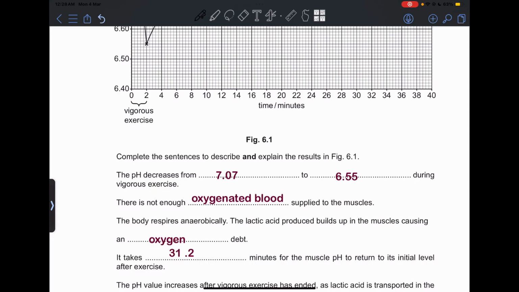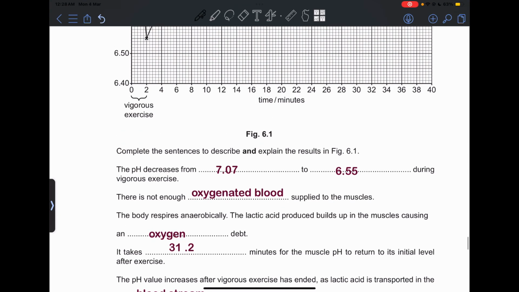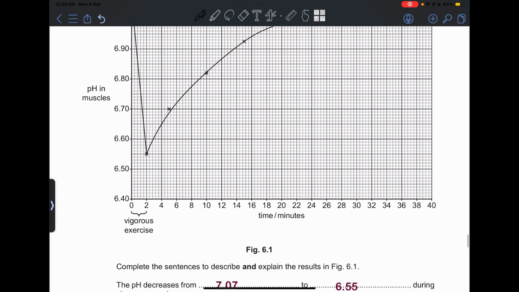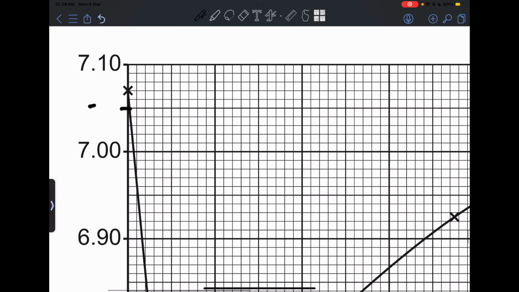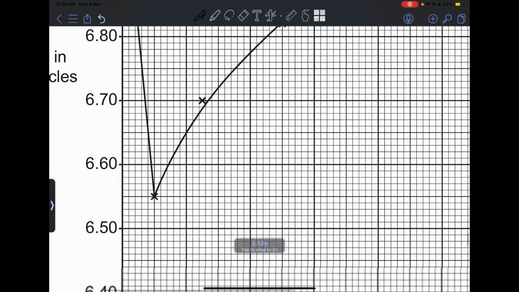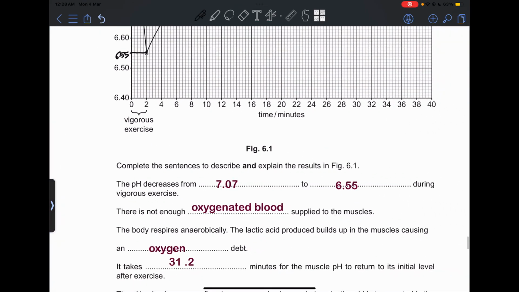The pH decreases from 7.07 to 6.55 during the vigorous exercise. So over here we can see it was actually 7.07, and then it decreased from that until it reached this part, which is 6.55. Now let's see the rest of the questions.